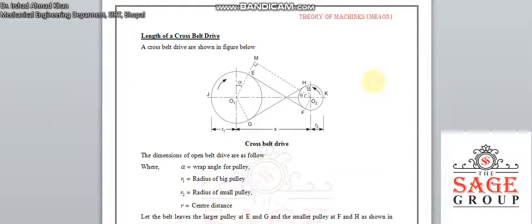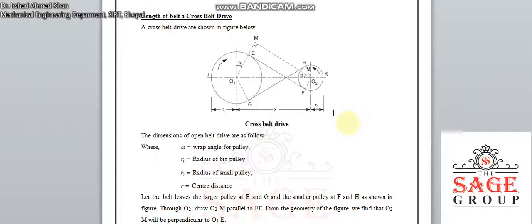In the last class we discussed the length of the belt of an open belt drive. So we can find, like the previous length of belt, the length of a cross belt drive. We have already discussed in my previous lecture how to find the length of a belt drive.